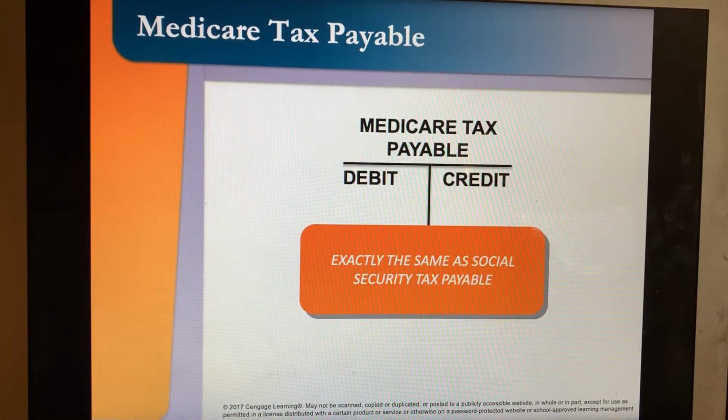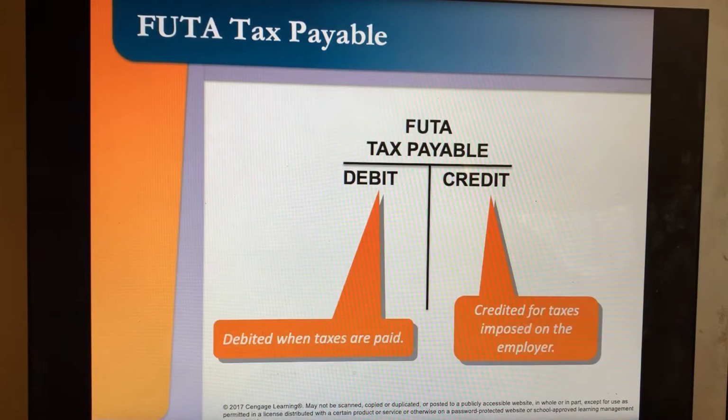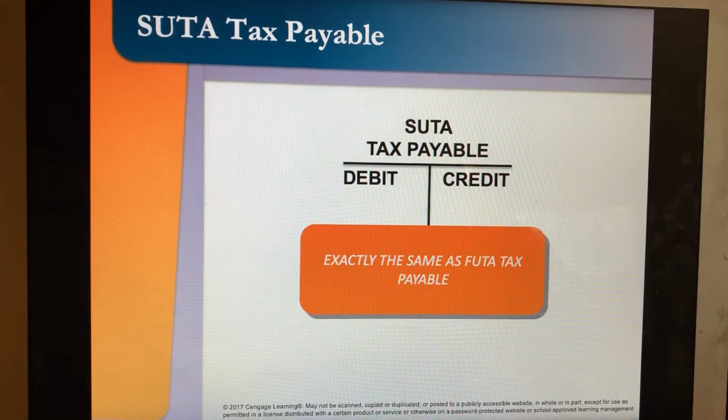So Medicare tax payable is exactly the same as Social Security tax payable. Debit when taxes are paid, credit for taxes whenever they're imposed on the employer. SUTA is exactly the same as well.